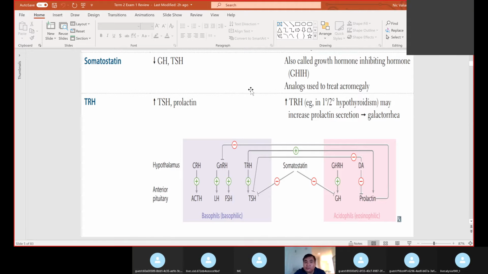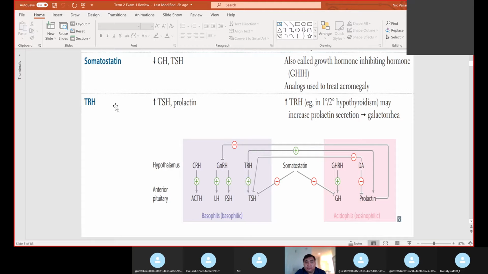Can you give me an example of a somatostatin analog? Did they teach you that or not yet? Pasireotide. Pasireotide is an example of a somatostatin analog to treat acromegaly.